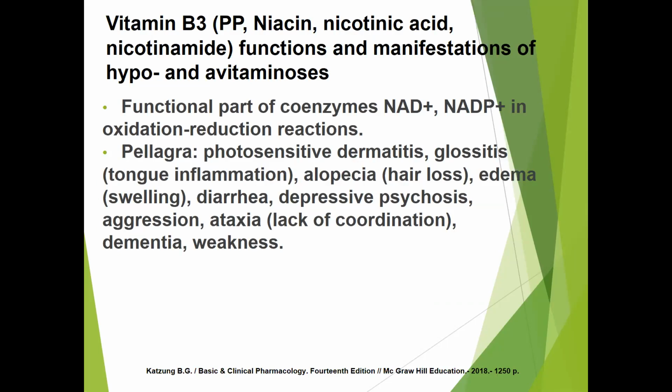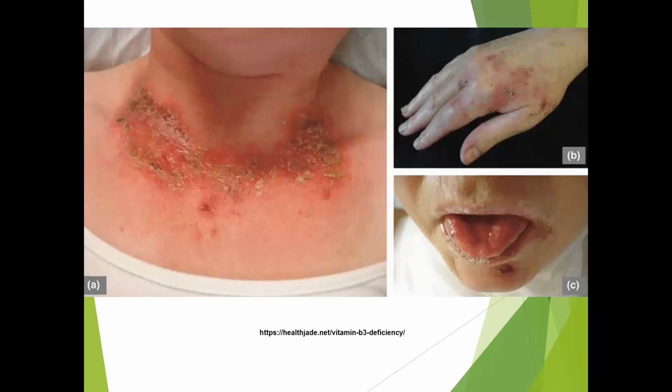Vitamin B3, vitamin PP, niacin, nicotinic acid, nicotinamide: functions and manifestations of the deficiency of this vitamin. It is a functional part of the coenzymes NAD and NADP in oxidation-reduction reactions. If the patient has a deficiency of this vitamin, pellagra, the patient has photosensitivity, dermatitis, glossitis, tongue inflammation, alopecia, hair loss, edema, swelling, diarrhea, sometimes depressive psychosis, aggression, ataxia, lack of coordination, dementia, weakness. Sometimes these patients come to the office of the neurologist, psychiatrist, or dermatologist with these problems. A classic variant of the dermatological disorders. The organism cannot produce these drugs, and only with food can these patients get these absolutely necessary remedies.